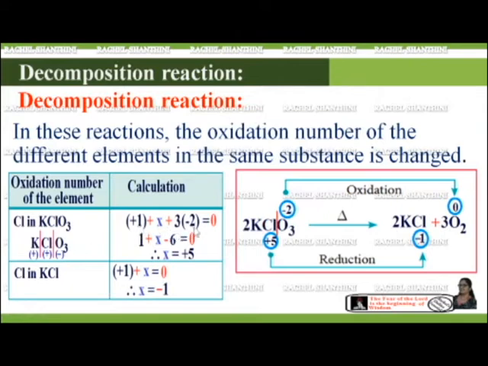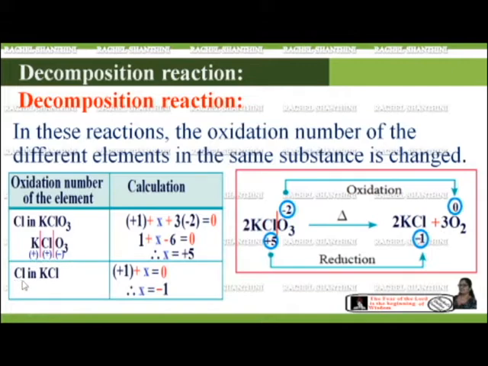So 3 into -2, which is the oxidation number of oxygen, is equal to 0, because we know that the algebraic sum of the oxidation states of all the atoms in a compound is equal to 0. So 1 + X - 2 × 3 = 0, that is 1 + X - 6 = 0, which gives the value of X as +5. And this is the oxidation number of chlorine in potassium chlorate.